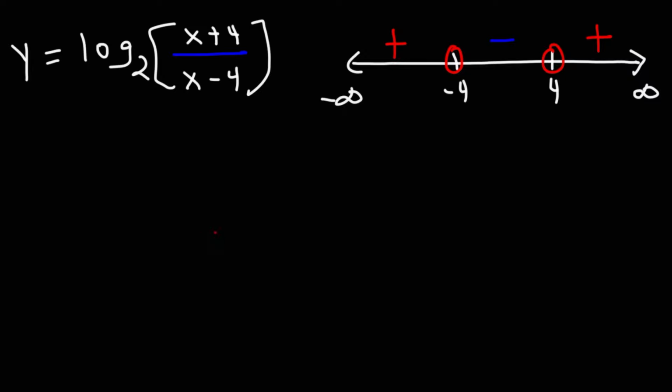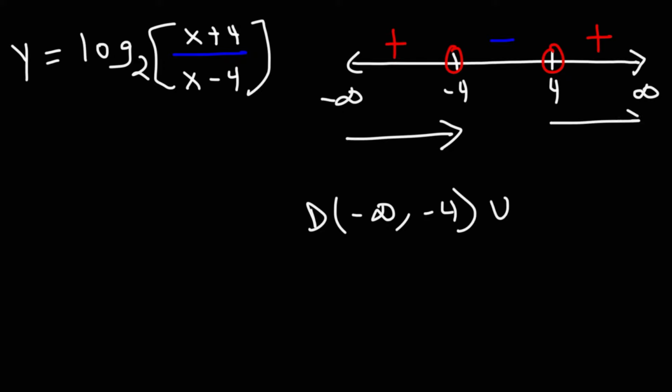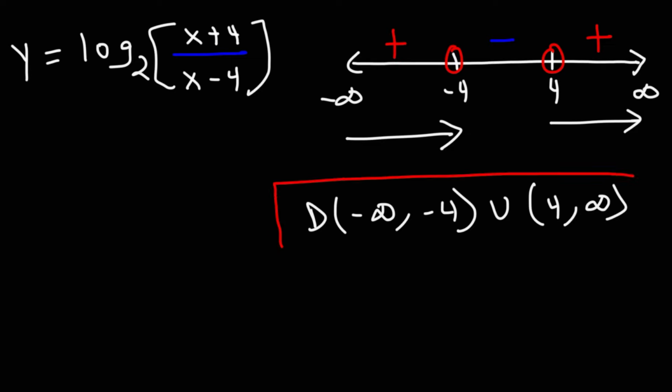So now let's write the domain as we read it from left to right. So it's going to be, let's start over. -infinity to -4 union, and then we'll start up at 4 and go to infinity. So that's the answer for this example.